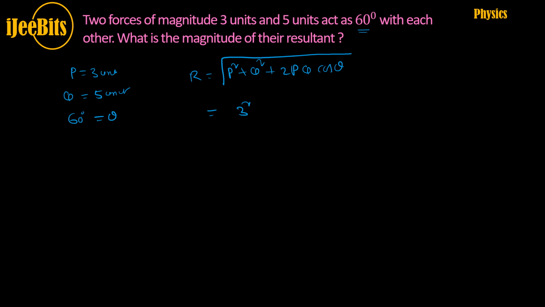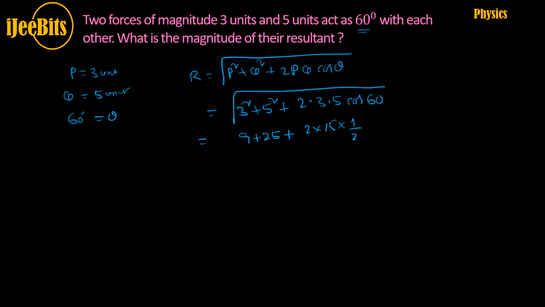So 3 square, 5 square, 2 into 3 into 5 cos 60. Okay. So 9 plus 5 square means 25, plus 2 into 15 into cos 60, which is 1 by 2. Done. So what would be the value? Root 49 and hence 7. So the resultant is 7 units. Clear?